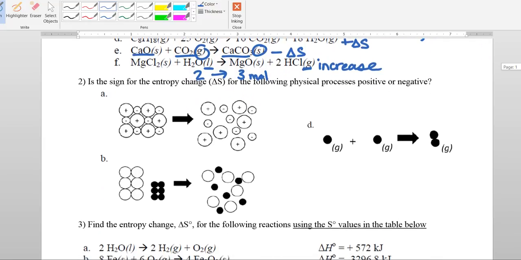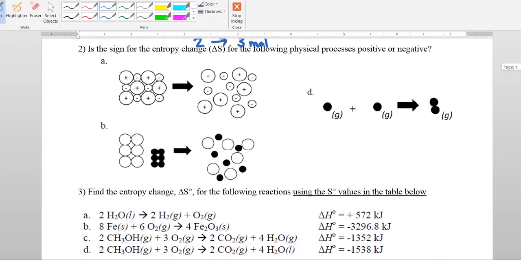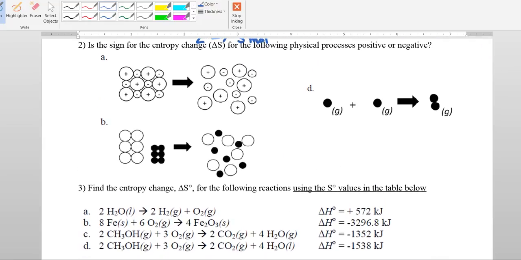All right, looking at problem number 2 again, is the change in entropy positive or negative? So A is going to be positive. It looks like maybe that's going from a solid to a liquid or something like that. B, it looks like they're getting more mixed together, so that's going to be positive. And D is going to be negative. They're getting stuck together, becoming more organized. They're less free to move around. So when things are more freely moving around, more mixed up, then you have more entropy.